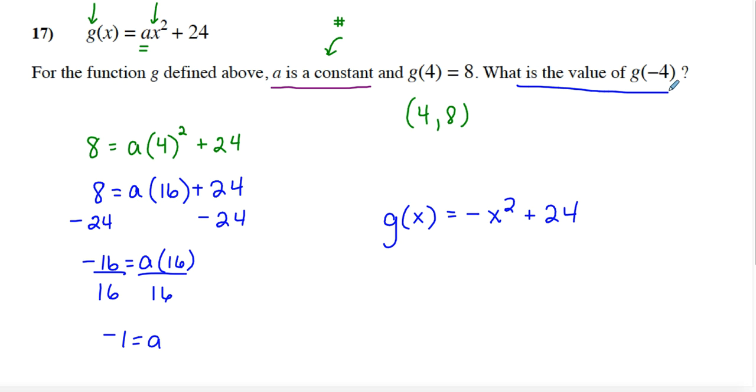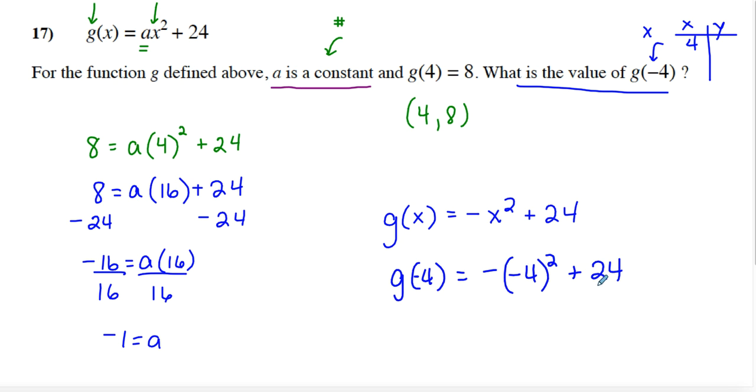To find the value of g at -4, this is my input of x, and I want to find my output of y. So I'm going to find g at -4 and plug that in. So -(-4) squared plus 24 gives me -16 plus 24, which is 8. And remember, this was 16, and then I had a negative in the front, and that's how I got 8. So g at -4 is 8.